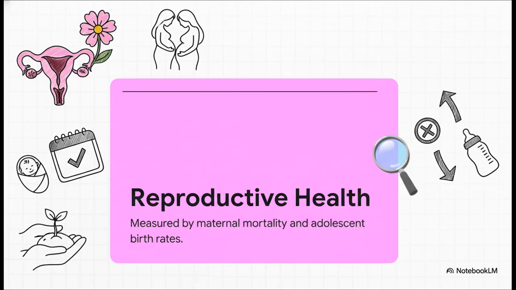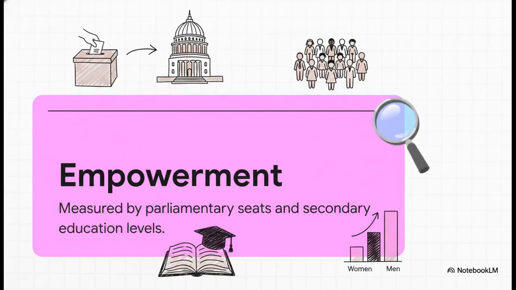First up, reproductive health. And this one is probably the most fundamental. It looks at 2 frankly life-or-death indicators: maternal mortality, which is how many women die because of pregnancy or childbirth, and the adolescent birth rate. Together, these 2 things tell us so much about a woman's basic health, her safety, and her control over her own body.